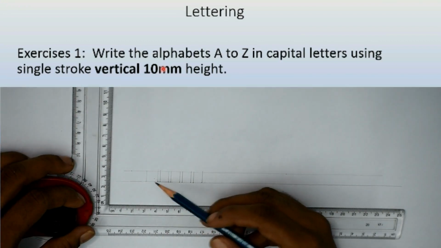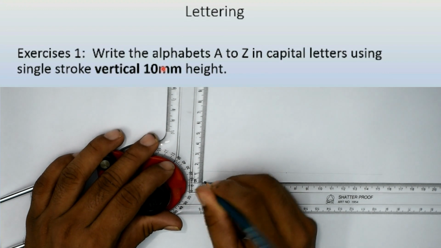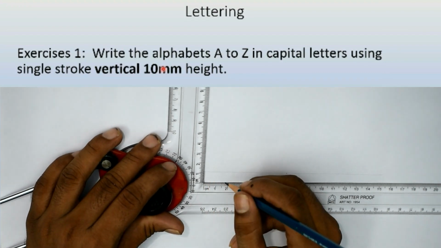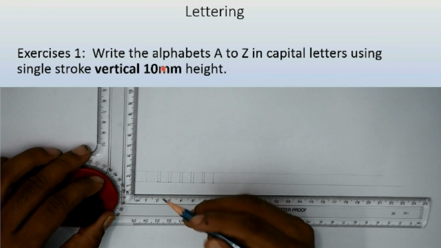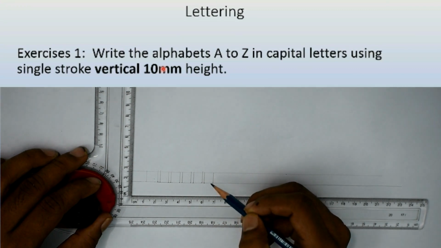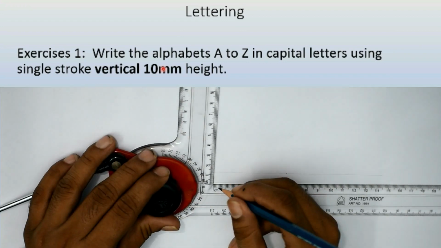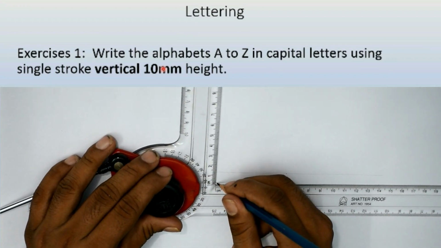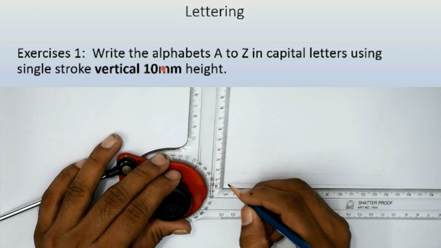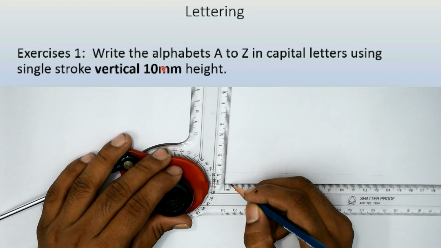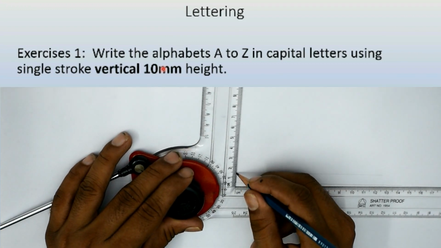So at this point we have A, B, C, D, E, and then a 2 mm gap, 7 mm width. A, B, C, D, E, F. Then a 2 mm gap, 7 mm width for the letter G, and again a 2 mm gap and 7 mm width for the letter H.